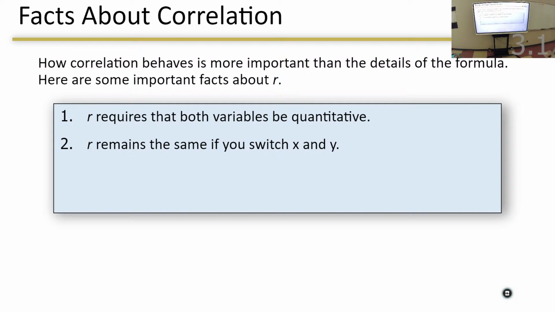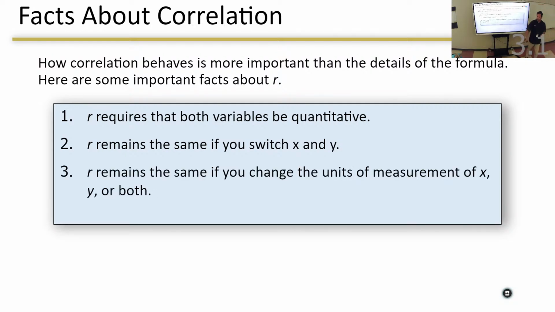And not only will it do that, guys, it will remain the same if you change the units of measurements. I can change the units of measurements of x, or I can change them of y, or I can change it of both. It remains the same because it's a z-score. It's that many standard deviations away from the mean, no matter what my unit of measurement is. It's the same z-score.